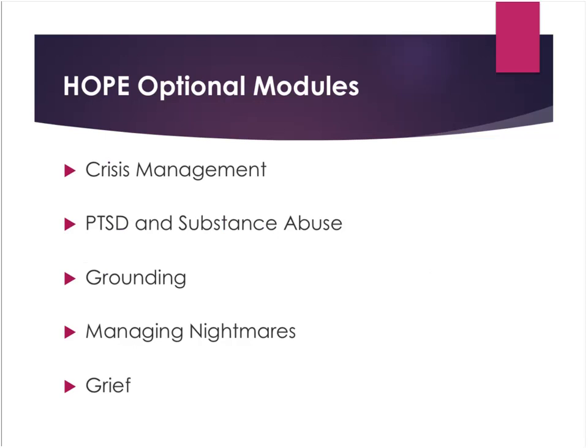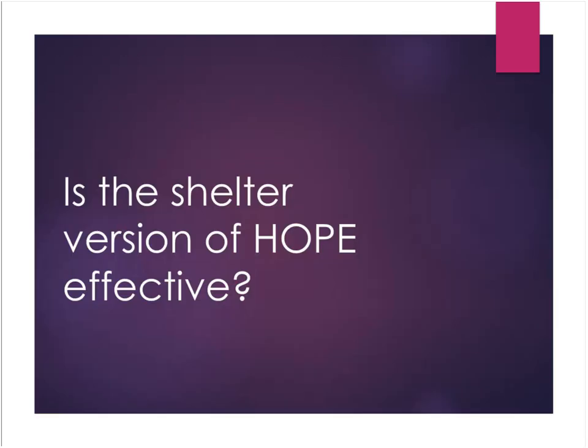For women who might have substantial dissociation symptoms, we have a module on grounding to help deal with dissociative experiences. We have a module on managing nightmares, which often can get integrated in the sleep module for women who have nightmares as an issue. And we also have an optional module on grief for women who are having a particularly hard time with the loss of the relationship with the abuser. So that's where we started with the shelter version of HOPE.